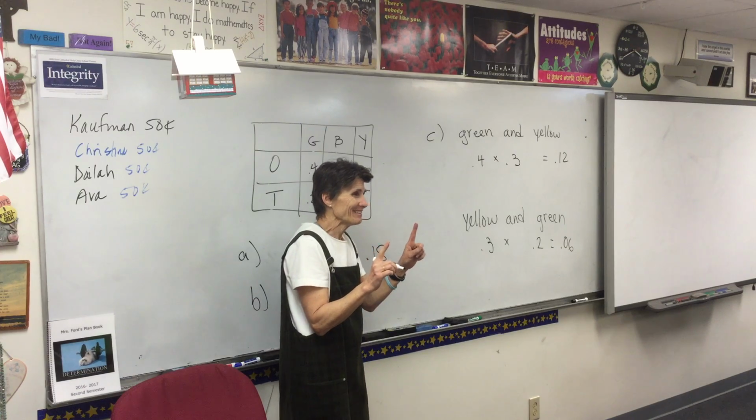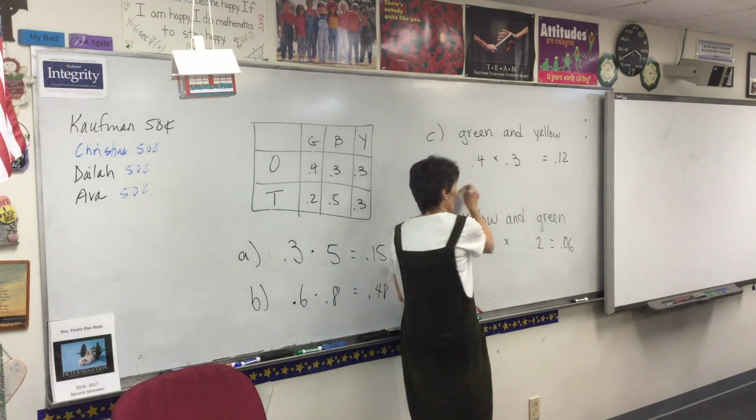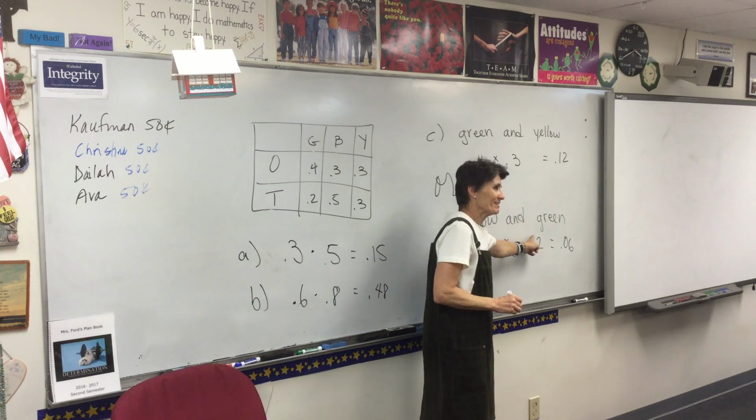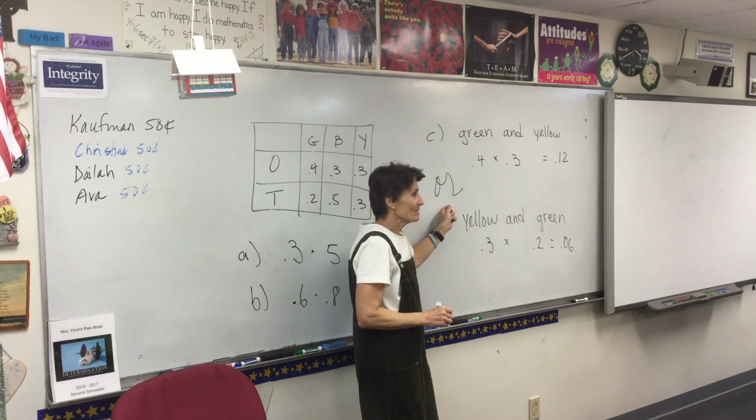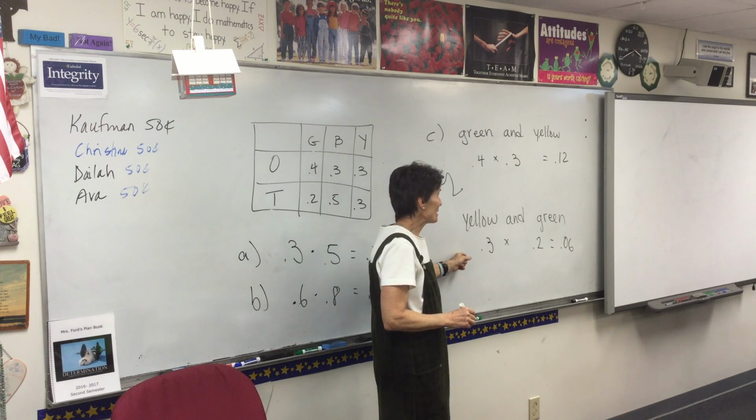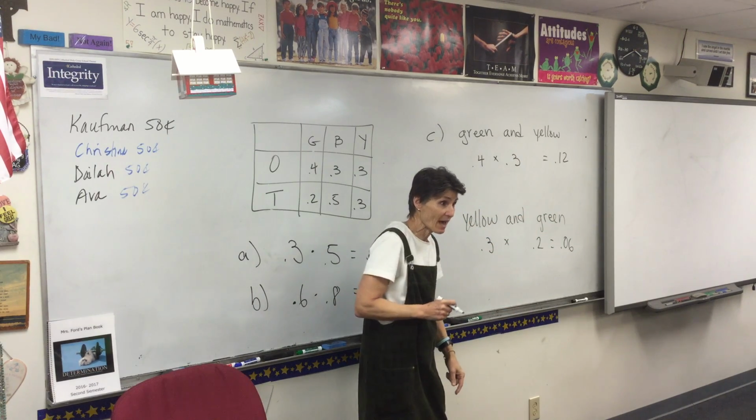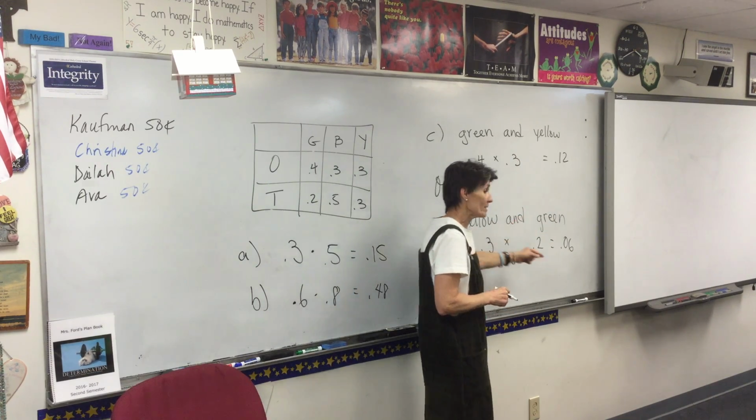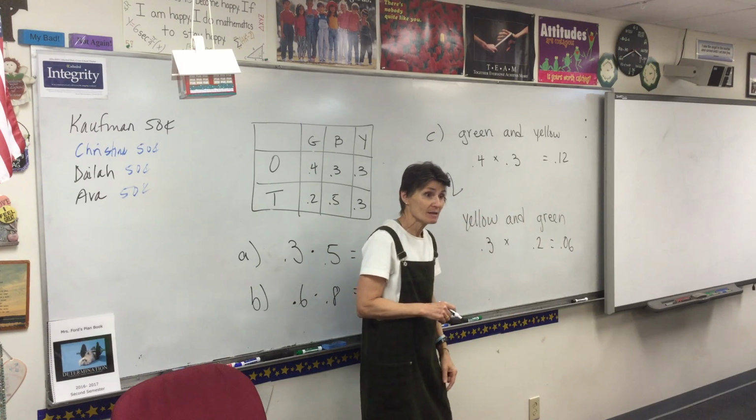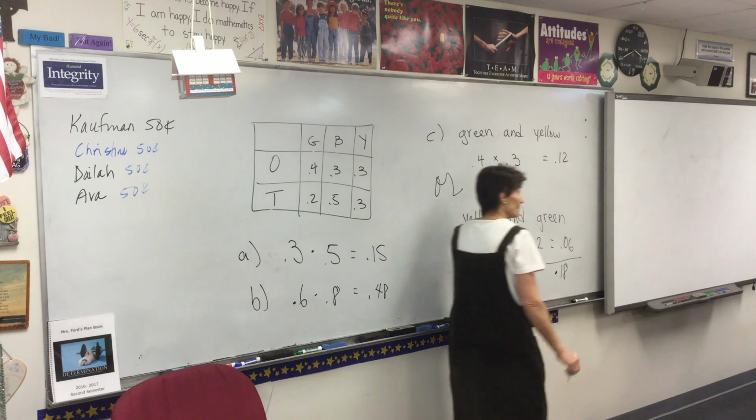Now listen to me. I need green and yellow, or I need yellow and green. You add them. These are two separate problems. I'm not doing them together. I'm saying, okay, I want green and yellow. There's a 12% chance of that. Or I want yellow and green. There's a 6% chance of that. So the total probability is 0.18.